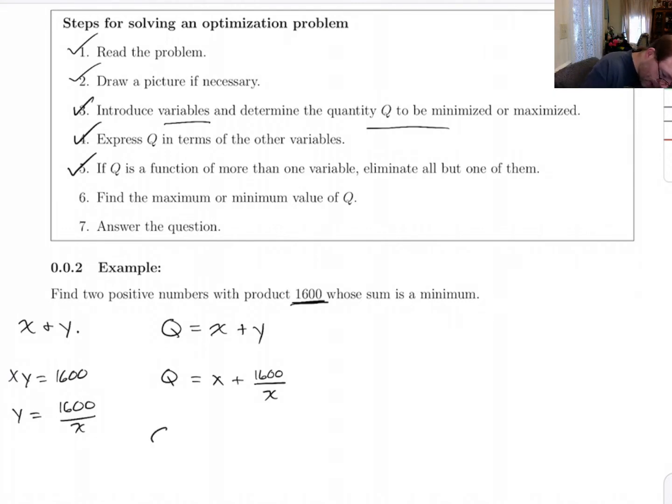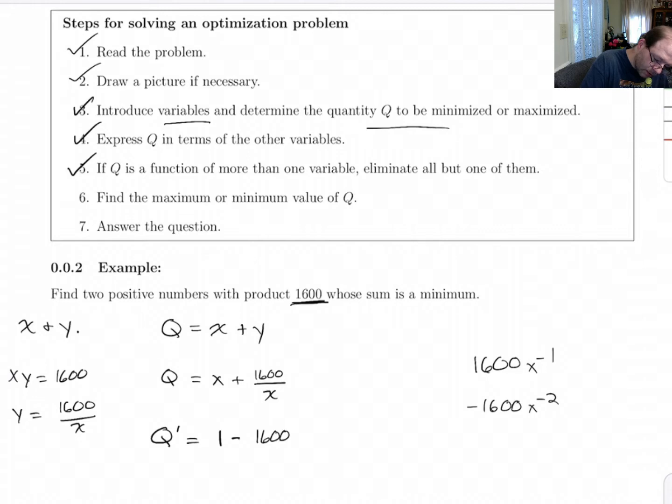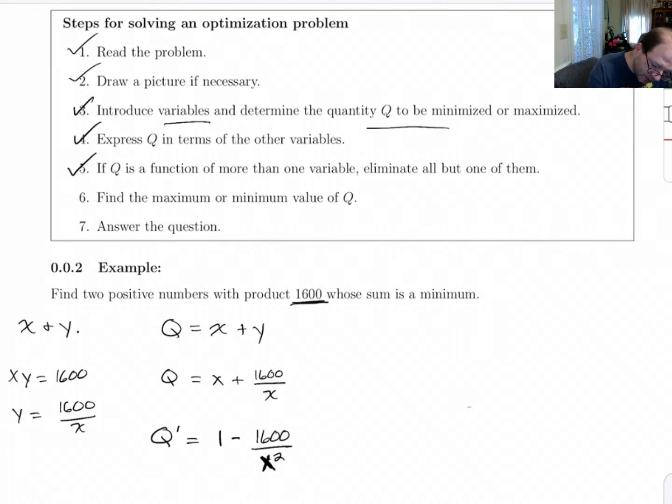So let's see, q prime in this case, derivative of x is 1. Now, derivative of 1600 over x, I could write that out as 1600x to the minus 1. Take its derivative and you get this. So this is minus 1600 over x squared. And that's the thing that we're going to set equal to 0 and solve.